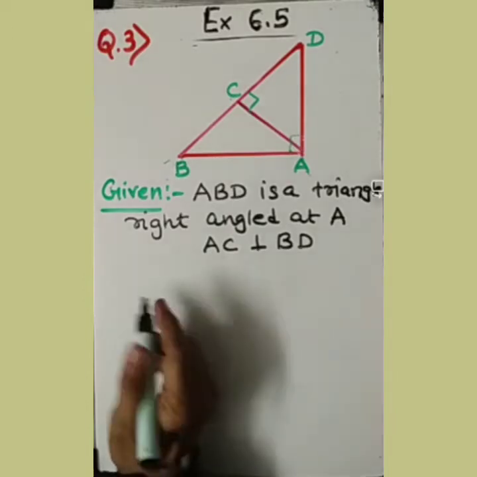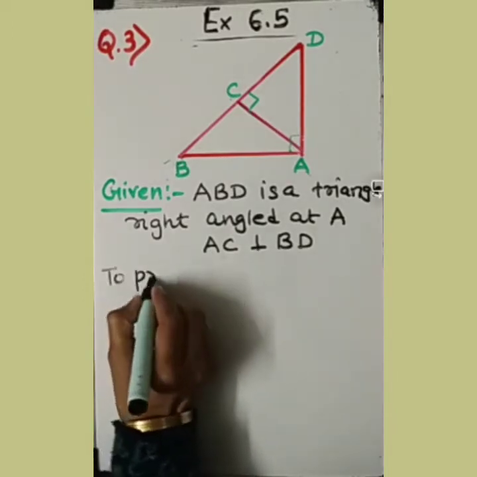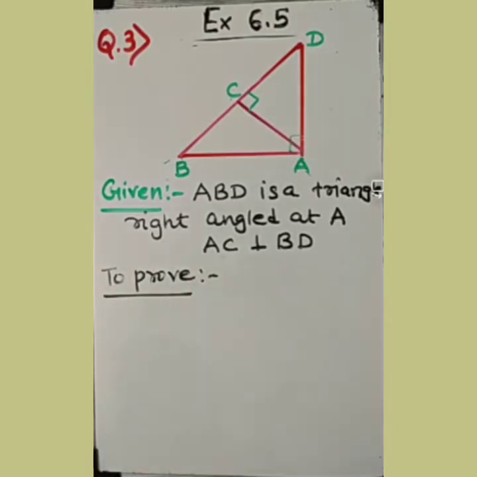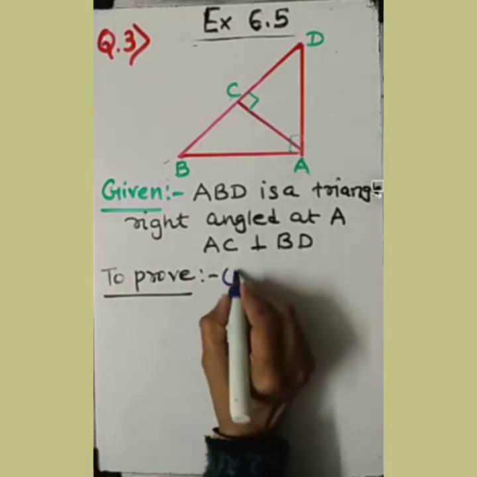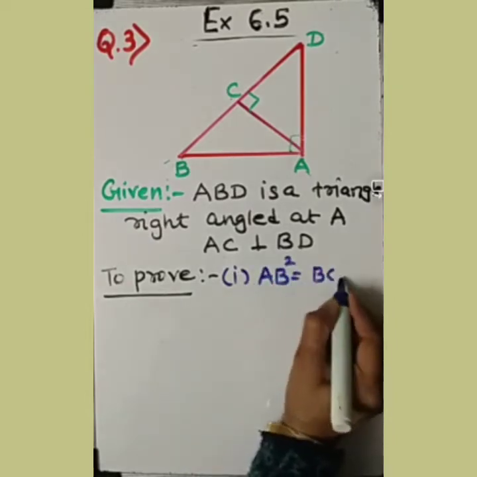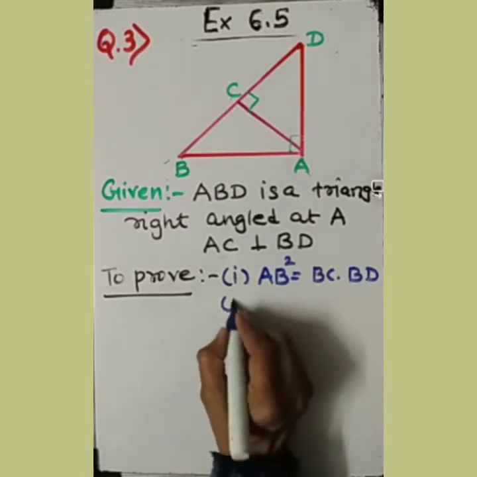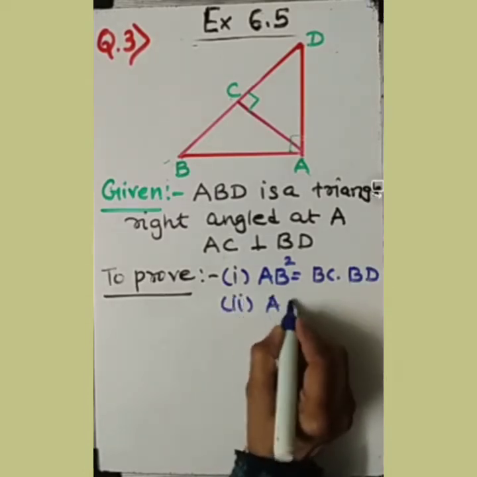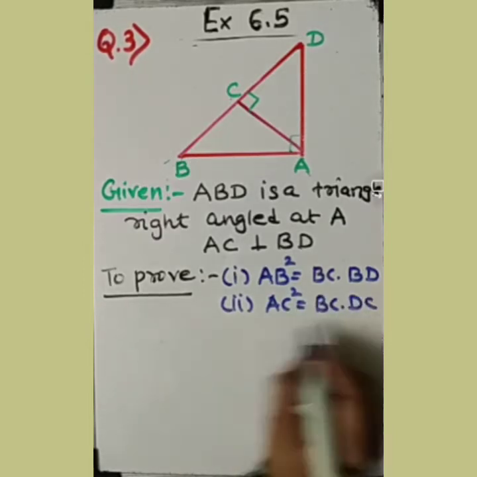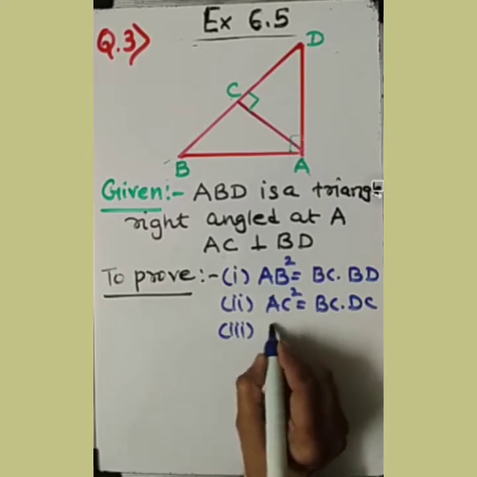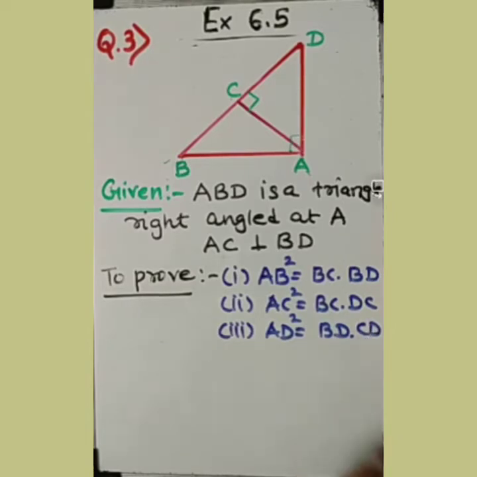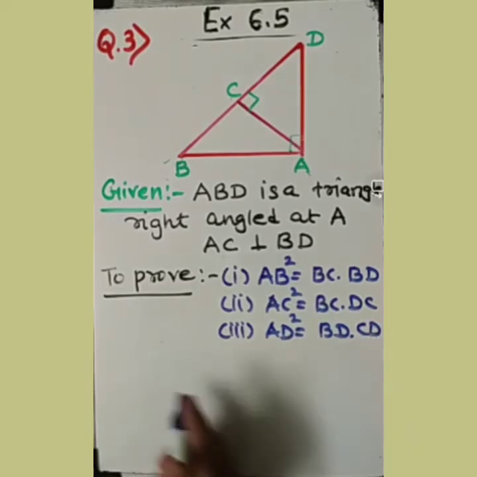Fine. Now what we have to prove? Let's note down what we have to prove. We need to prove 3 things. First, AB square equal to BC into BD. Second, AC square equal to BC into DC. And third, AD square equal to BD into CD. These 3 things we need to prove.